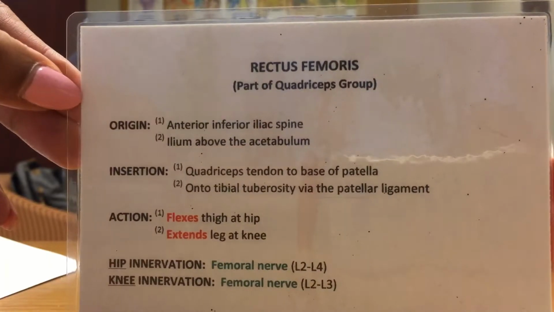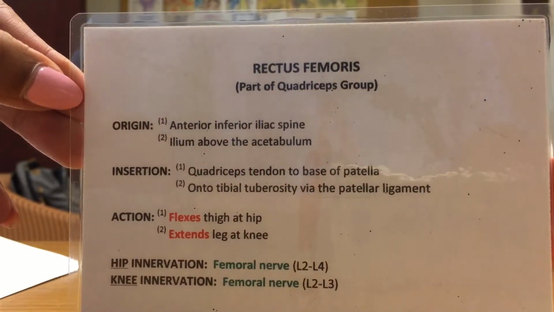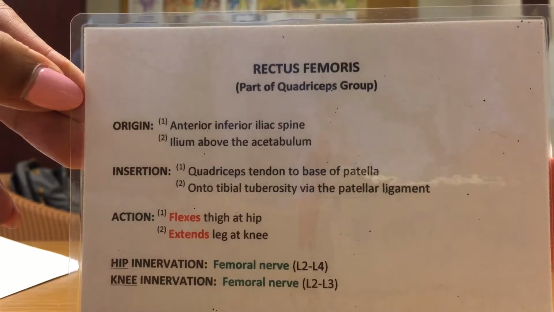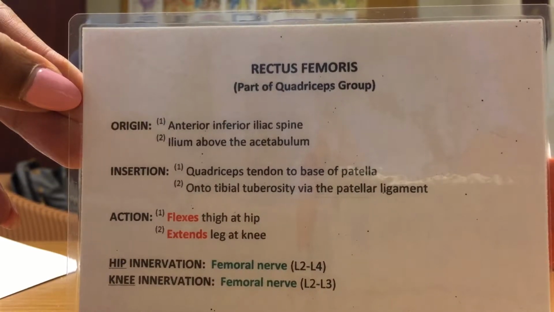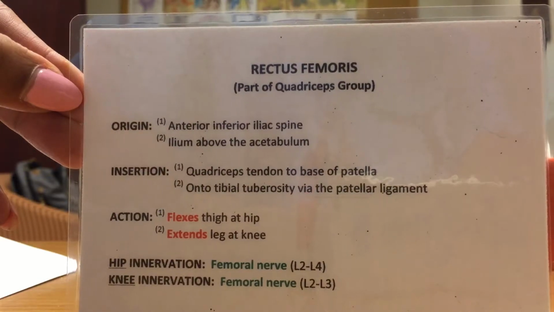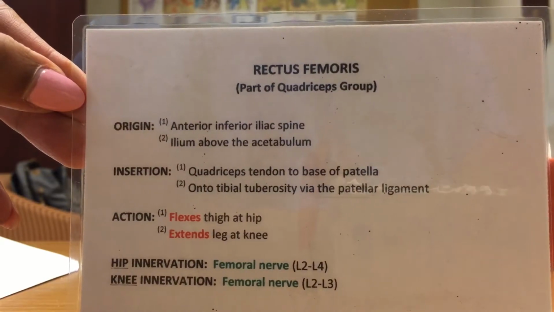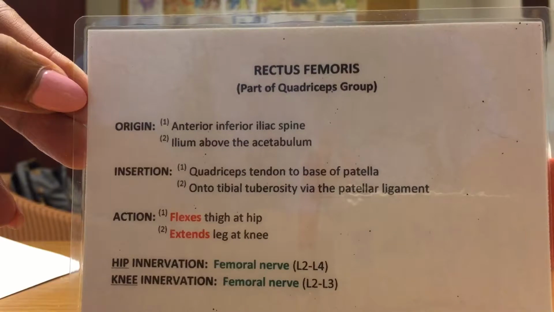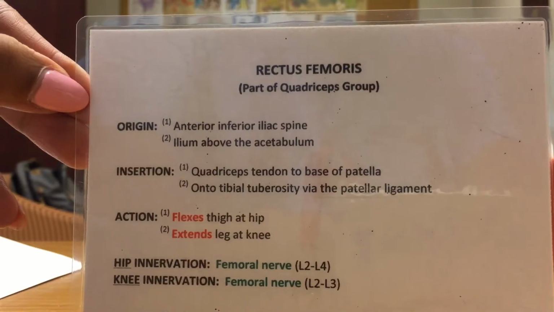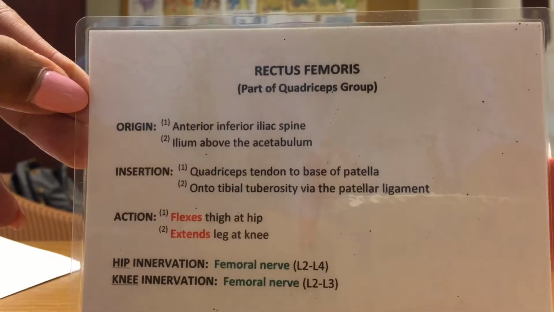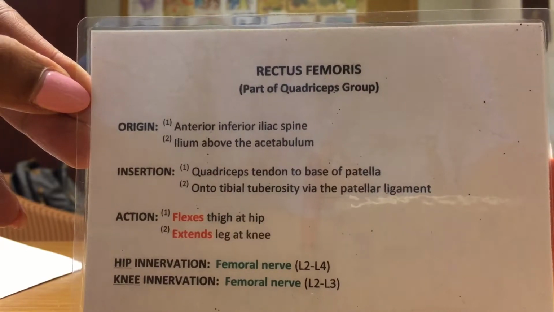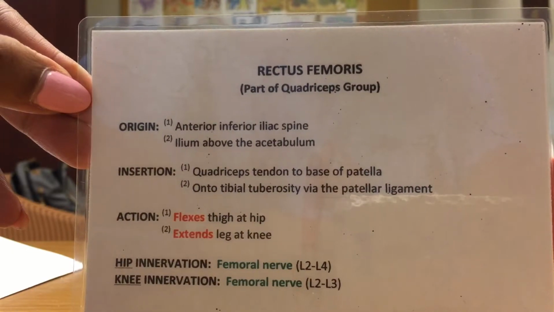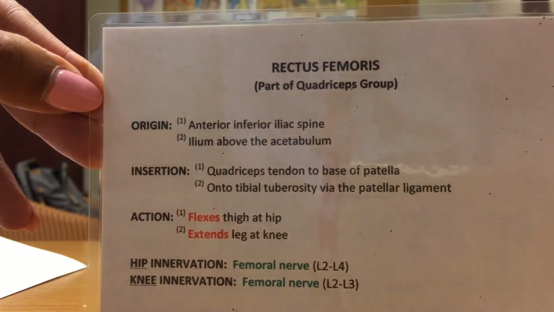Then the insertion, it has 2 as well. One is the quadriceps tendon to base of patella. And the second is onto tibial tuberosity via the patellar ligament. Actions, it has 2 as well. 1 is to flex the thigh at the hip. And 2, it also extends the leg at the knee. The innervation is femoral nerve L2 through L4. And again, this is the rectus femoris muscle.